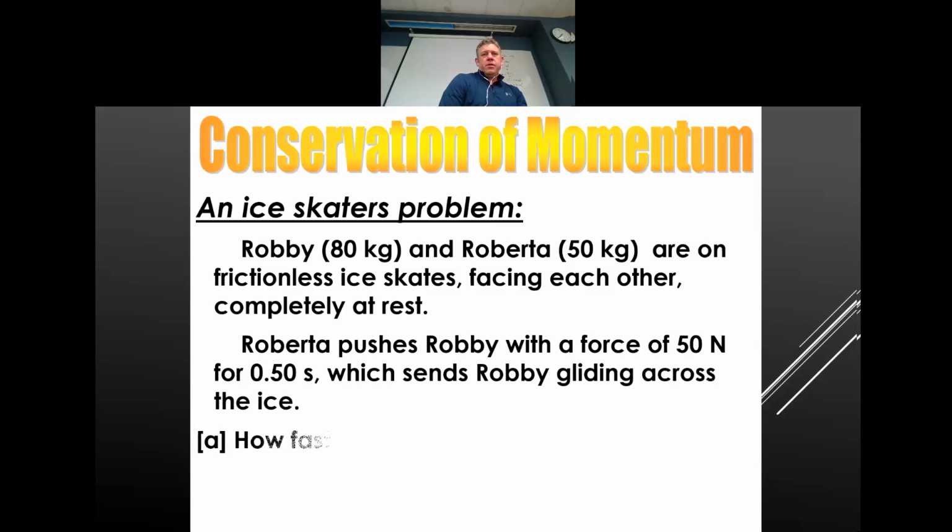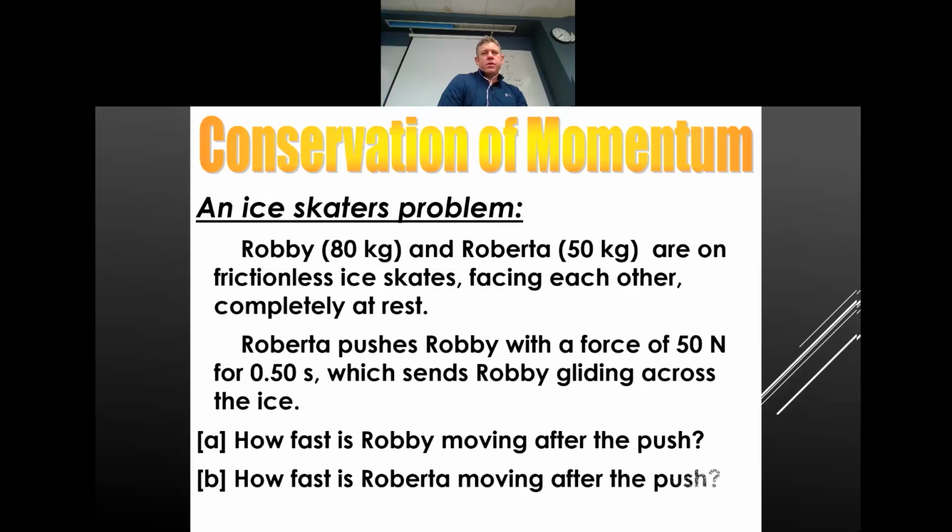Robbie, 80 kilograms, and Roberta, 50 kilograms, are on frictionless ice skates facing each other, completely at rest. Roberta pushes Robbie with a force of 50 newtons for 0.5 seconds, which sends Robbie gliding across the ice. How fast is Robbie moving after the push? How fast is Roberta moving after the push?